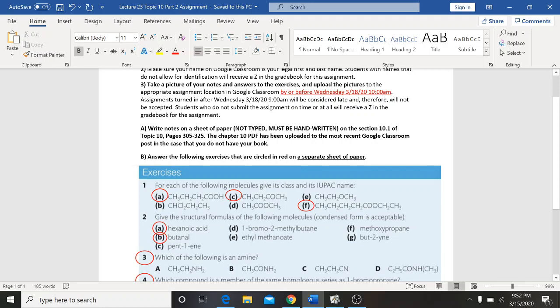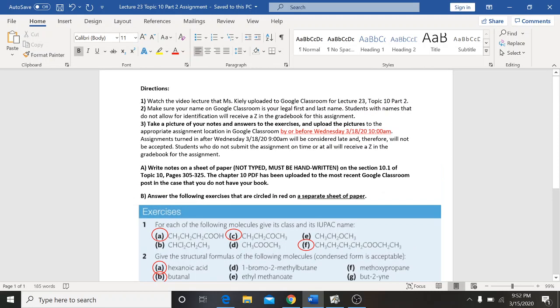You're going to take pictures of everything and you're going to upload it to Google Classroom by or before Wednesday, 10 a.m. If it is not on there by 10 a.m. Wednesday, it's going to be considered late and therefore not accepted, and you will receive a non-negotiable Z in the grade book. Once again, this is all for your benefit and my benefit.